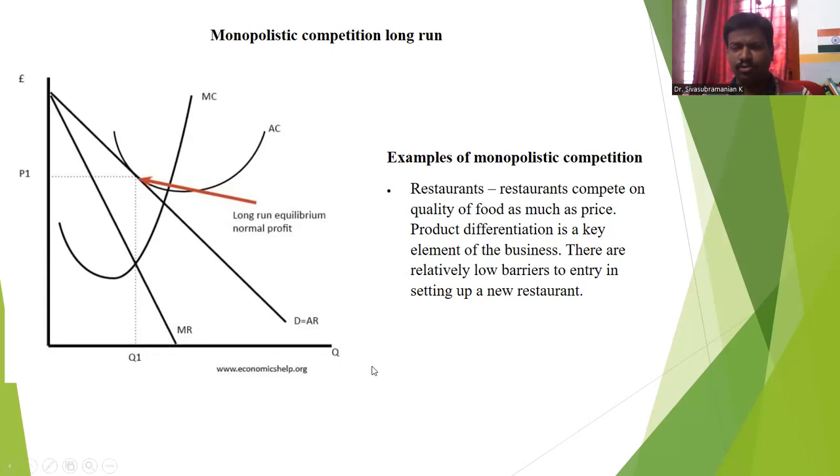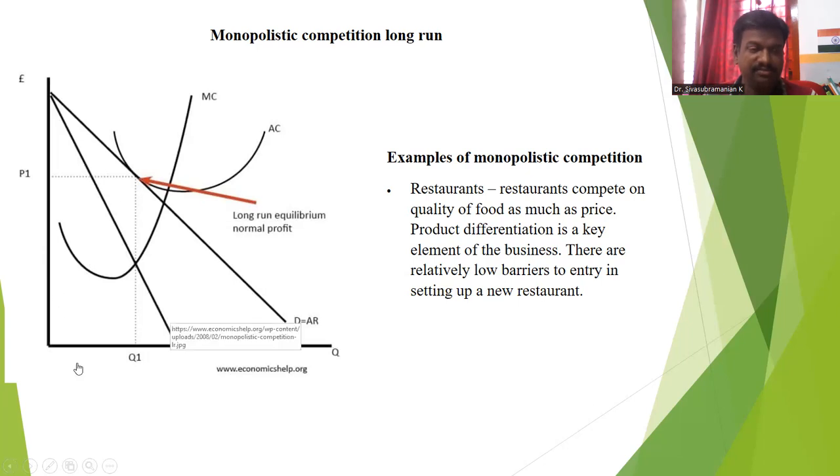If you take an example of monopolistic competition, restaurants compete on quality of food as much as price. Product differentiation is a key element of the business. There are relatively low barriers to entry in setting up a new restaurant. Now, if you look at the same diagram with a small change in the average cost, because in the long run, due to competition and the new entry of firms, the existing firms have to differentiate the product, either by promoting the quality of the product or providing additional features. Obviously, their average cost of production would increase by providing the additional features to show product differentiation.